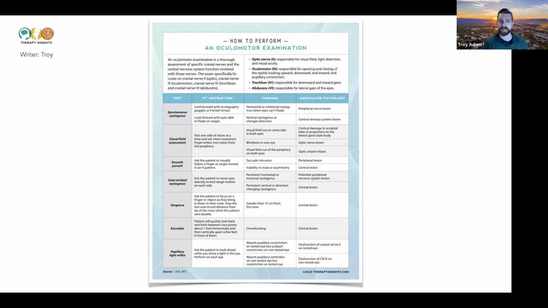Visual field assessment, I think this is one that commonly people do, or at least maybe they don't actually measure, but they're at least aware of. So this is somebody that I think of post-stroke is probably the most common thing. I think that people are like, oh yeah, they can't see to the left or something like that. So what this talks about is how I assess visual field.